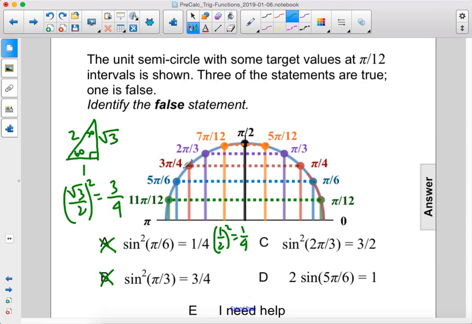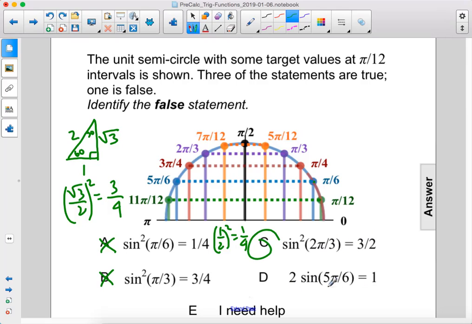Sine of 2 pi over 3 squared. Well, 2 pi over 3 is going to have the same exact sine value as pi over 3, which means that sine of 2 pi over 3 squared is also 3/4, not 3/2. The answer to this problem is C.